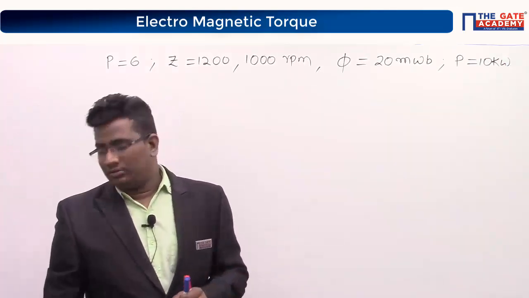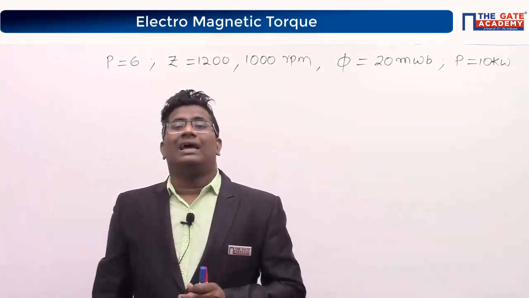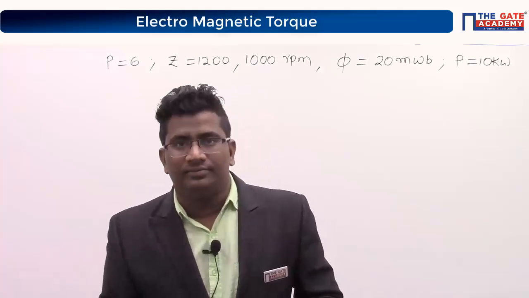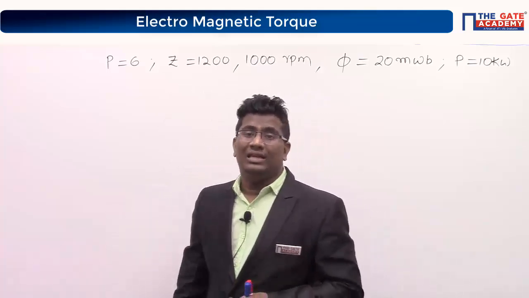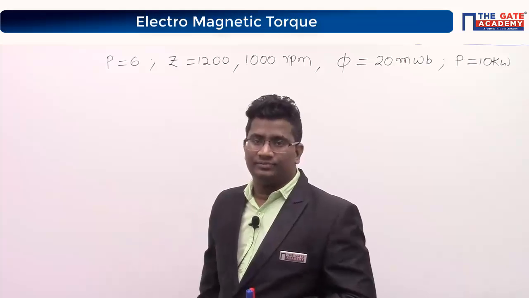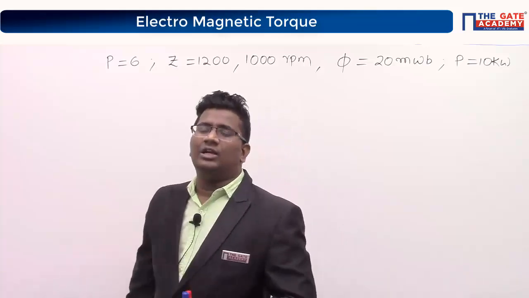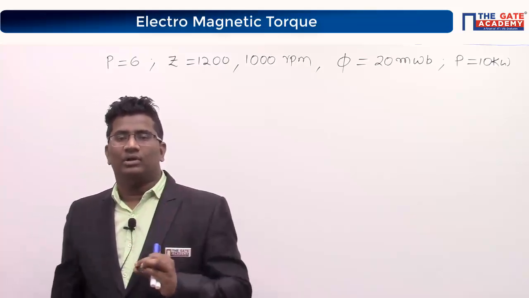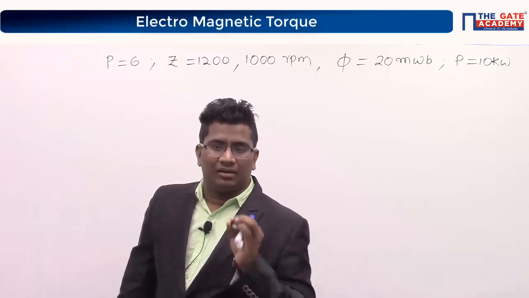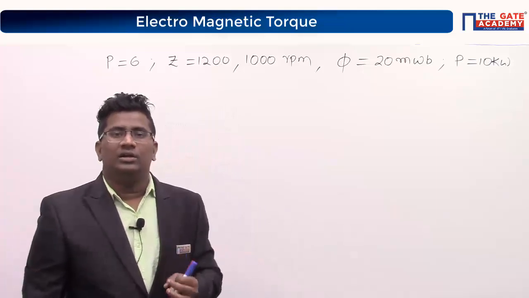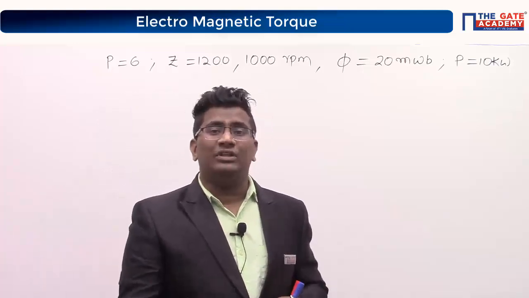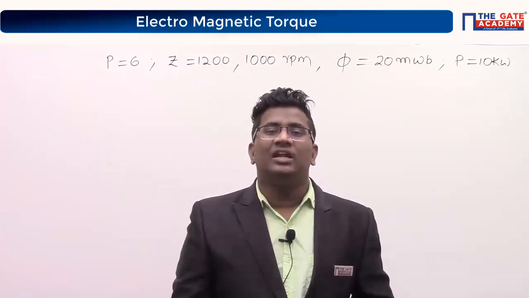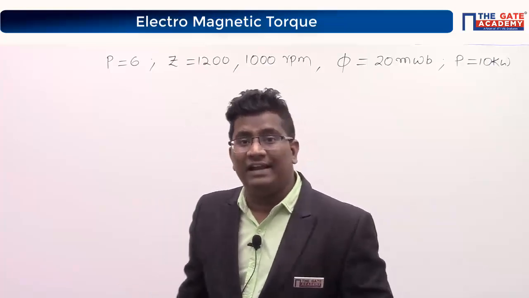Next question, third one: current passing through each conductor. Full stop. After that, write down: consider for both lap and wave winding connection.